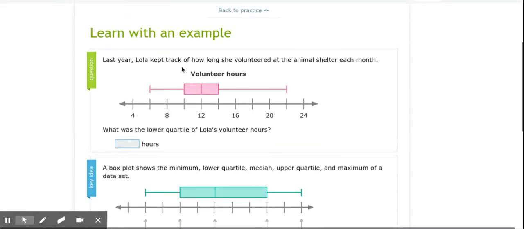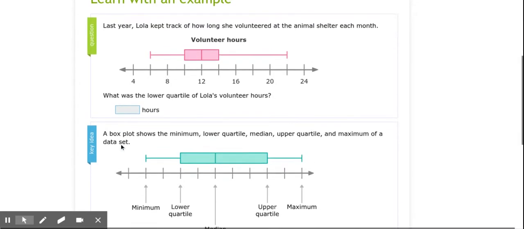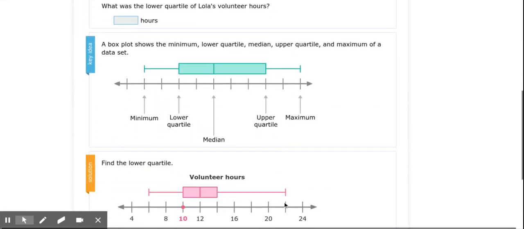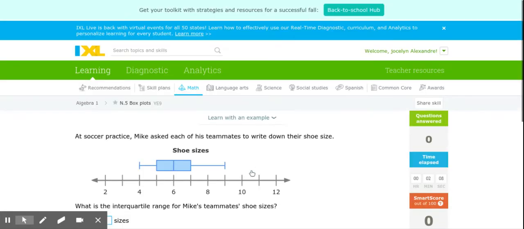So in this case, Lola's lower quartile of her volunteer hours is right here, and it looks like this line. These are going up by 2, so 4, 6, 8, 10. So it is 10 hours. So let's go up to a practice question.